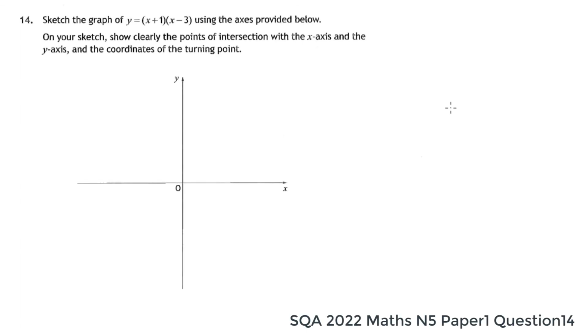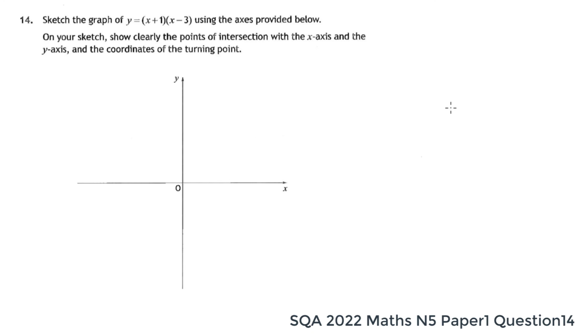And here's question 14. We're asked to sketch a graph. And there it is, y equals x plus 1 times x minus 3. And we have to use the axes below. On our sketch, we're supposed to show clearly the points of intersection with the x-axis, the y-axis, and the coordinates of the turning point.